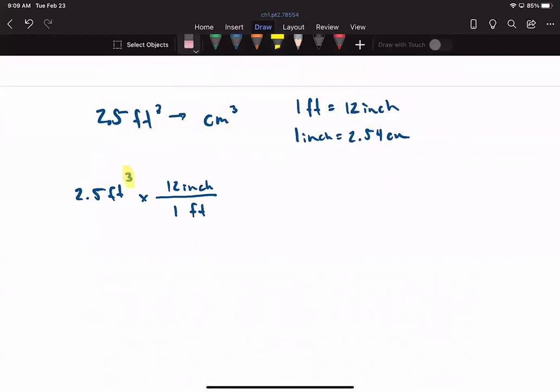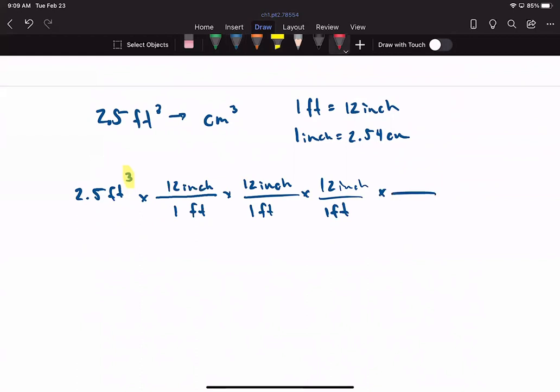So there's a couple of ways to solve this. I could say, let me multiply it by another 12 inches over 1 foot. Well, that would cancel out 2 of them. And then if I do it again by 12 inches over 1 foot, that would get rid of all of them. So these units would all cancel out.